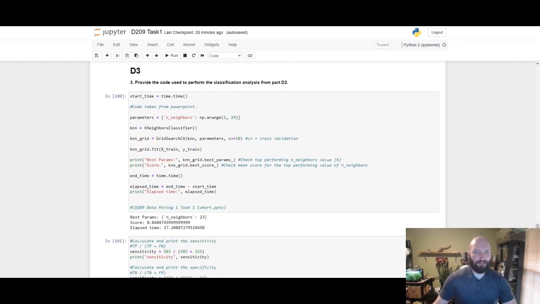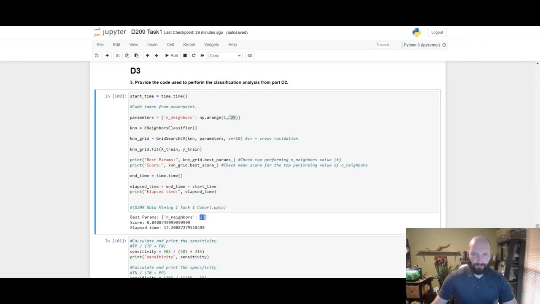And this is telling us, based on an array of 1 to 29, what our ideal K number is going to be. It advised that 23 is the ideal number. This is all based off of grid search, and our cross-validation is 10. Because this really took a long time to run, I put in a timer on it to see how long it takes, and it takes 17 seconds to run.